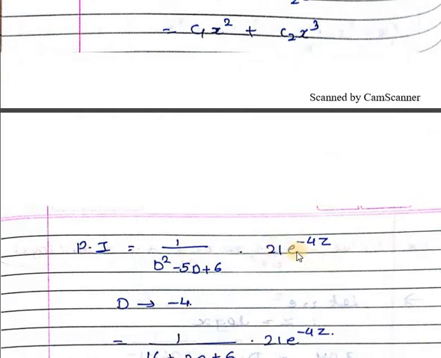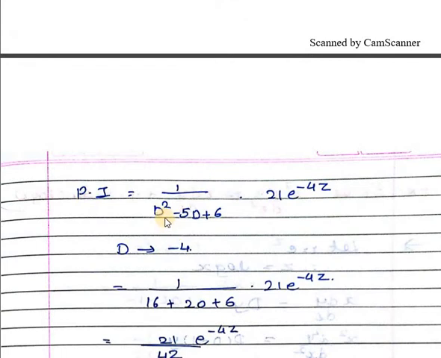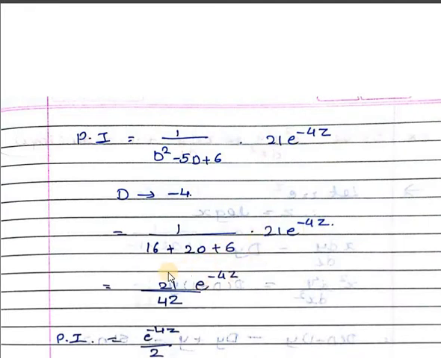Now here, by case 1 of Pi, we will have to replace d by a. So here what is a? It is minus 4. So we will replace d by minus 4. If we replace d by minus 4, then 1 divided by minus 4 whole square will be 16. Then here it will be minus 5 into minus 4, so it will be plus 20, plus 6 into 21 e raised to minus 4z. If we simplify it, then it will be 21 divided by 42 into e raised to minus 4z.